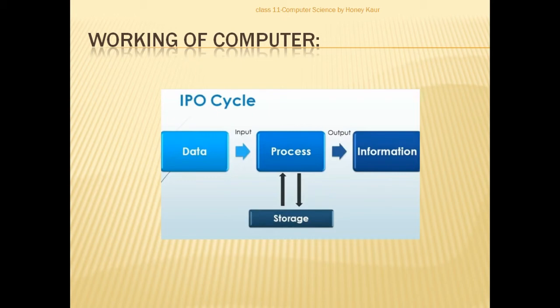Coming to the working of computer, as we know, data is processed into information. So computer works in 3 steps known as the IPO cycle: input, process, output. So input is data, processing is by the computer, and then output, and that processor is directly linked to storage, that is to memory.